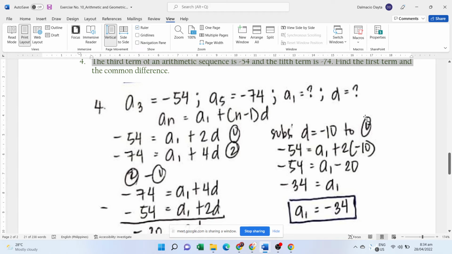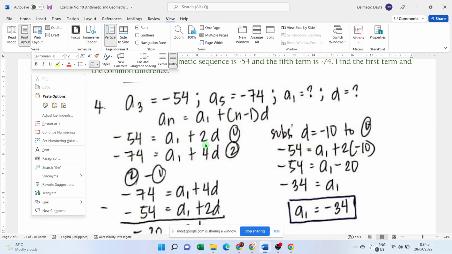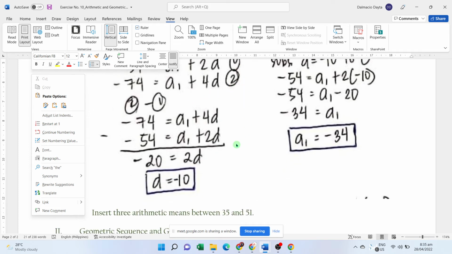Then in equation 1 po is negative 54 is equal to a1 plus 2d, and yung equation 2 po, negative 74 is equal to a1 plus 4d. And to eliminate a1 po, minus ko po yung equation 2 sa equation 1. Ang nalabasan ay negative 20 is equal to 2d, and yung common difference is d is equal to negative 10.